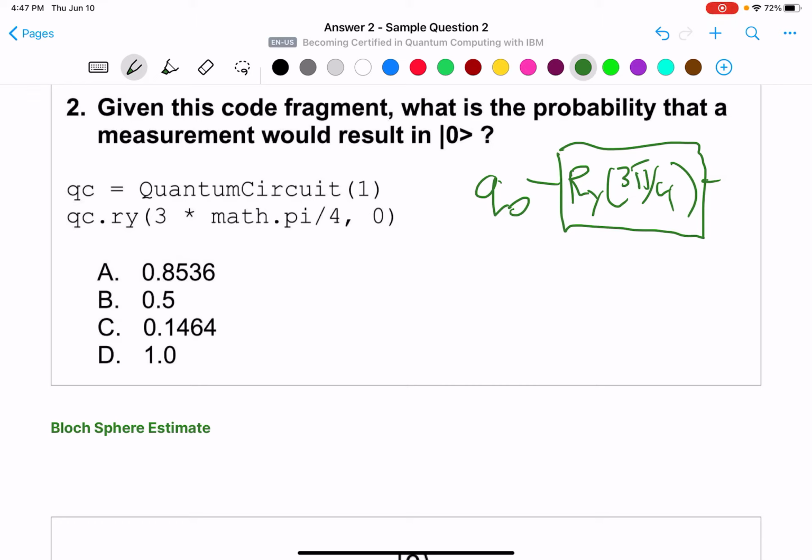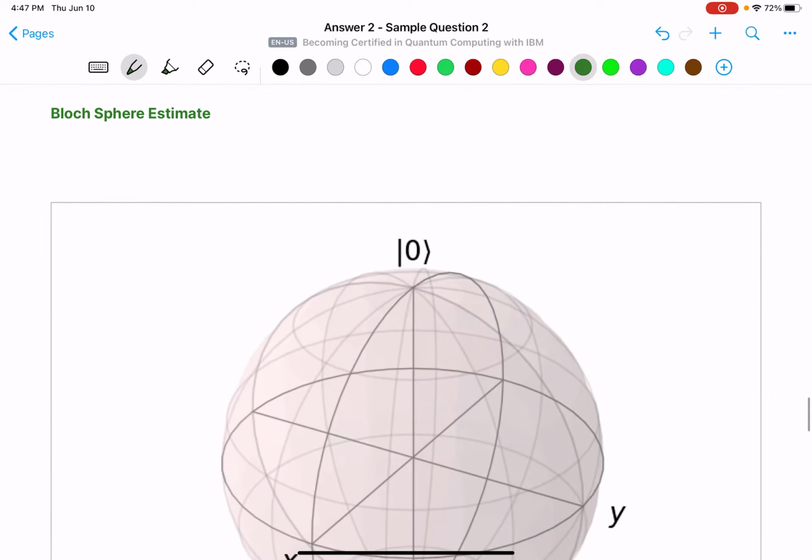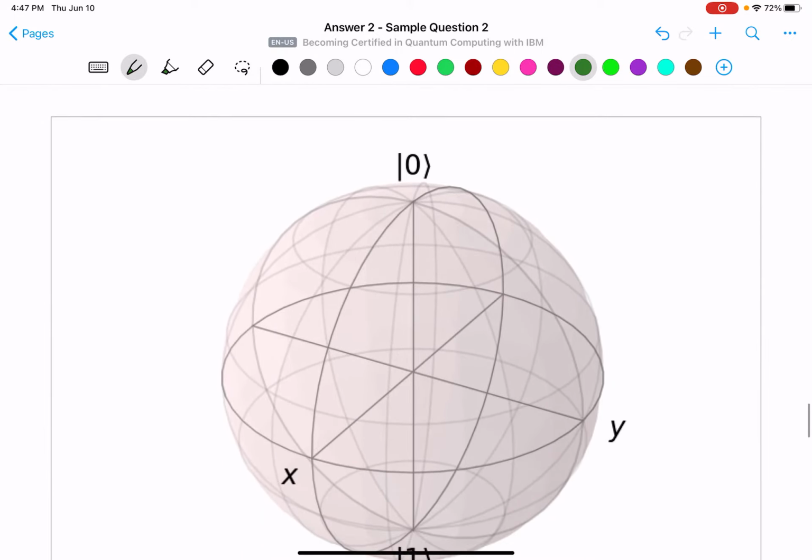Alright, let's answer question 2 about rotations. Given this code fragment, what is the probability that a measurement would result in the state 0? So we have a quantum circuit here with a single qubit, and we're going to rotate that qubit about the y-axis 3 pi fourths. So let's gain some intuition into this before we answer it exactly.